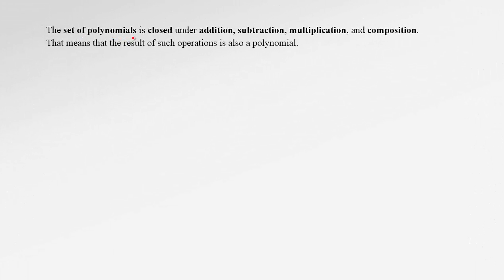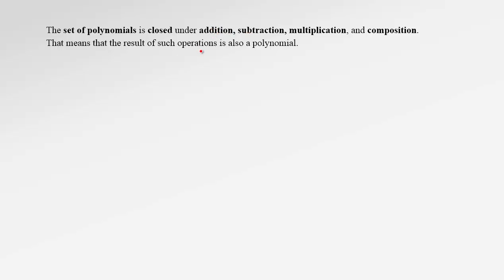The set of polynomials is closed under addition, subtraction, multiplication, and composition. What does it mean? Well, that means that if we take two polynomials and perform one of those operations, including composition, then the result is also a polynomial. Since polynomials are special types of functions, and when we add or subtract those functions, we obtain a polynomial which is the same type of function.